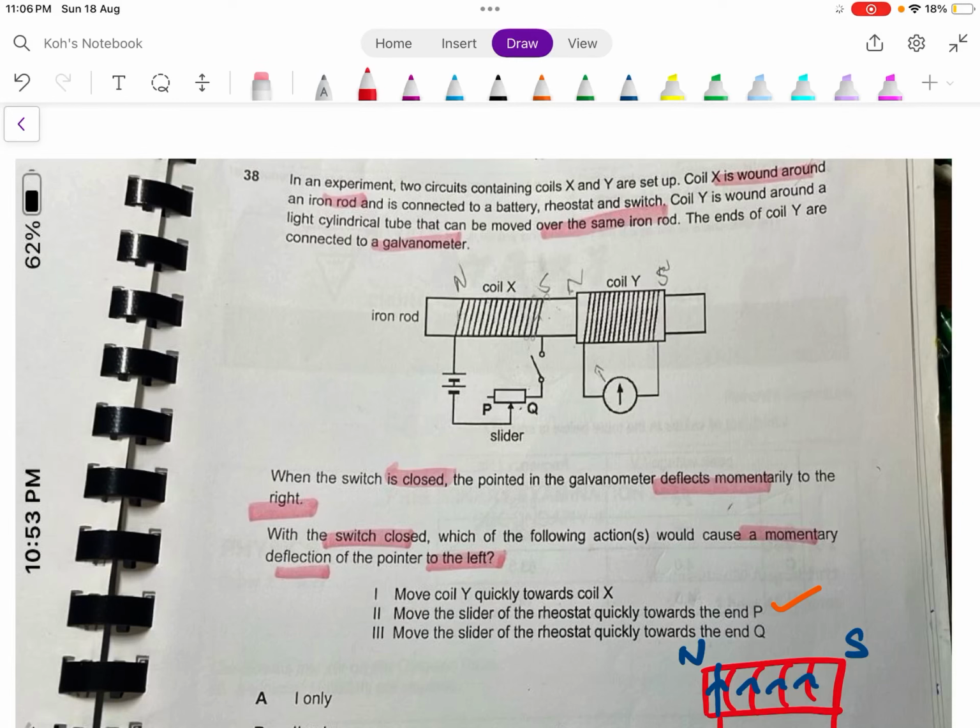Okay, let's go through this question today. Quite a difficult question. So we have this setup, right? Coil X is connected to a battery. Then of course a rheostat here. Then coil Y is connected to a galvanometer.